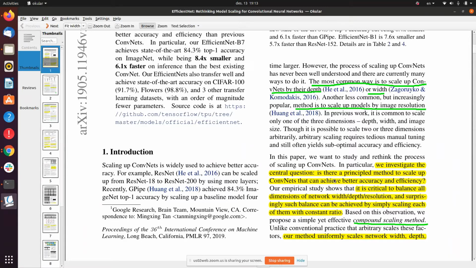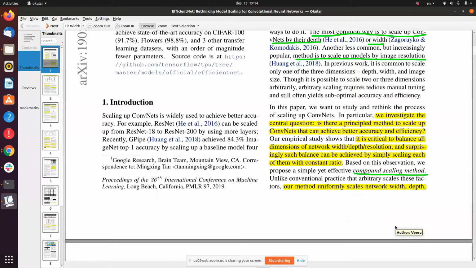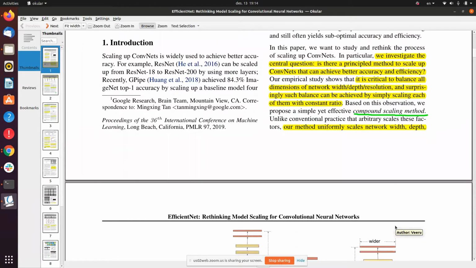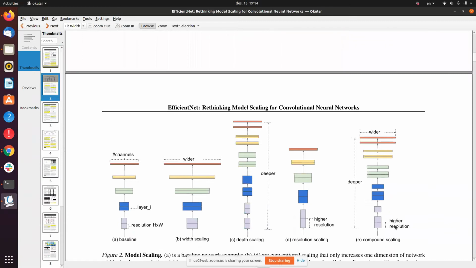Each one, they have seen, boosts up the accuracy, but nobody concentrated on increasing all of them at a time. So this paper mostly analyzes how feasible it is to increase all three together. That is called the compound scaling method, named as such to scale up the width, depth, and resolution while designing a network.